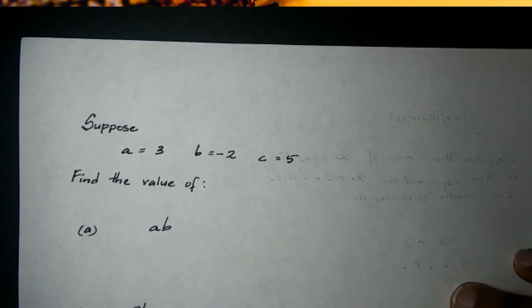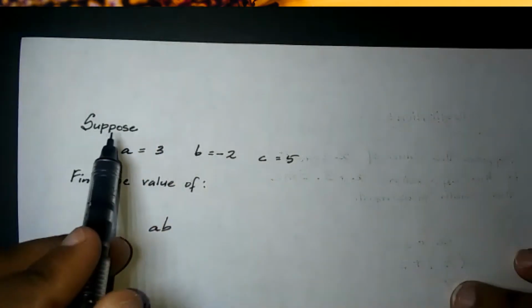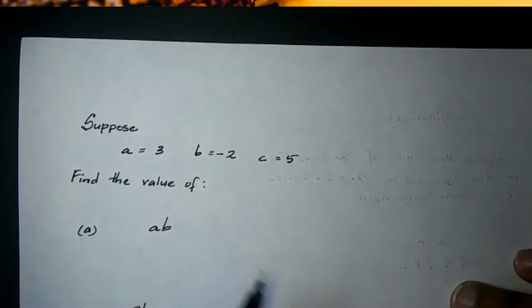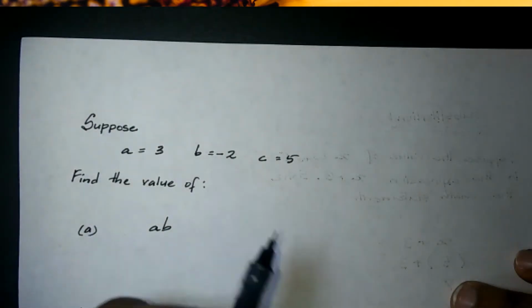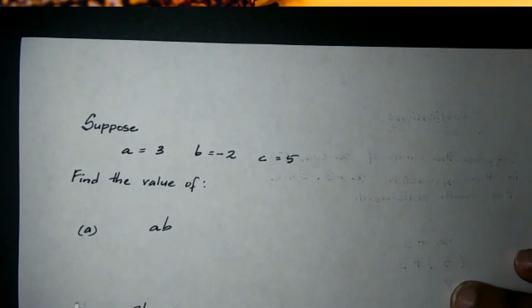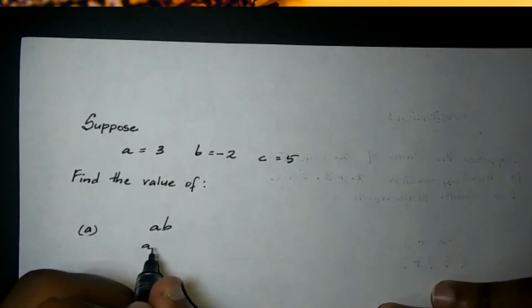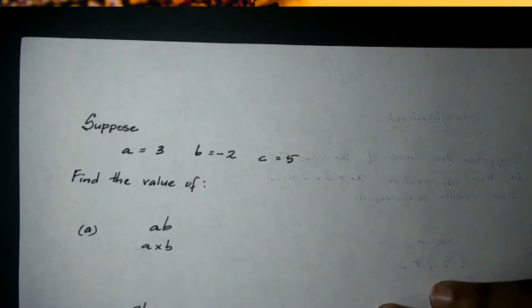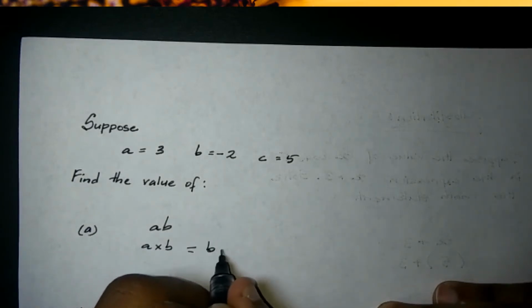Let's work a few examples together. Suppose A was equal to 3, B was equal to minus 2, and C was equal to 5. Find the value of AB. Now remember, when the variables are etched up beside each other like this, it simply means A times B. And remember, multiplication is commutative. So A times B is exactly the same as B times A.